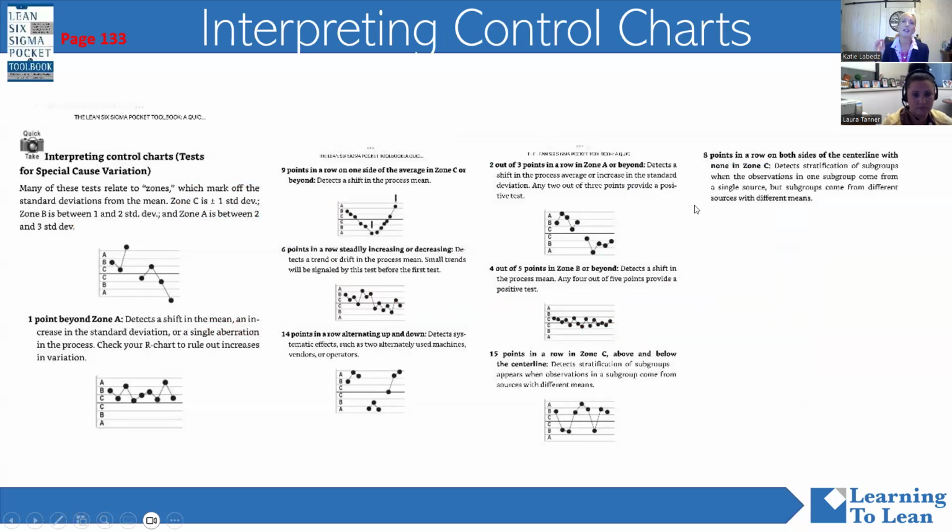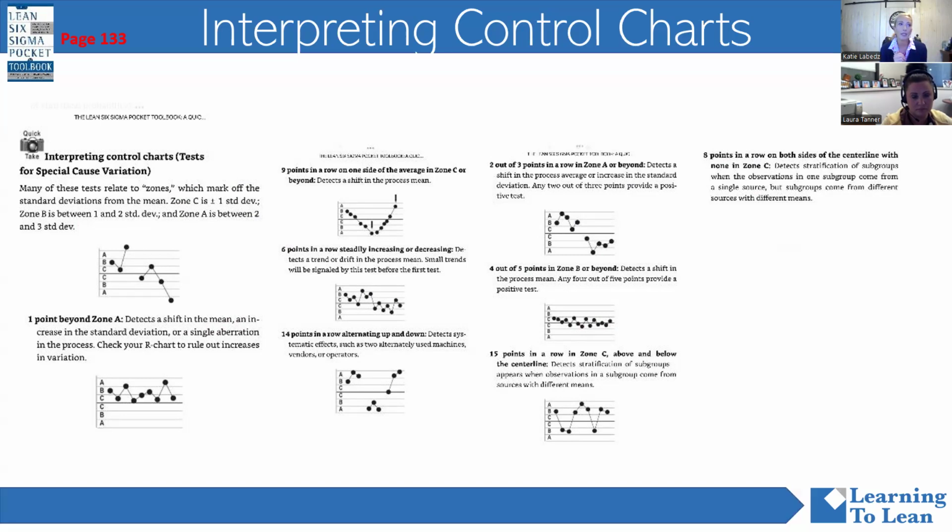So there are a large number of rules out there, over 20, that if you look in some of the statistical books, they talk about how to interpret control charts. So it's beyond just looking at whether a data point is above or below the upper or lower control limit. In the Lean Six Sigma Pocket Toolbook on page 133, they start to give you some insight into what you should look at.